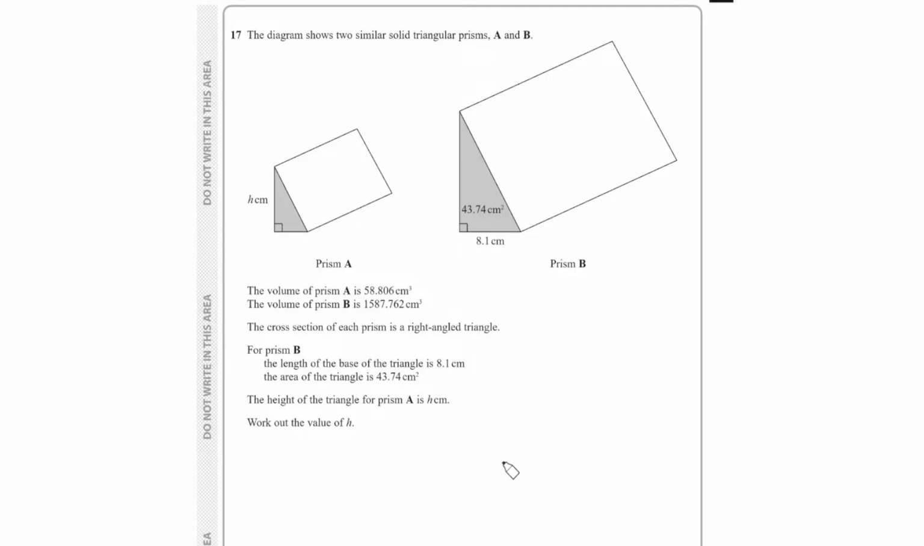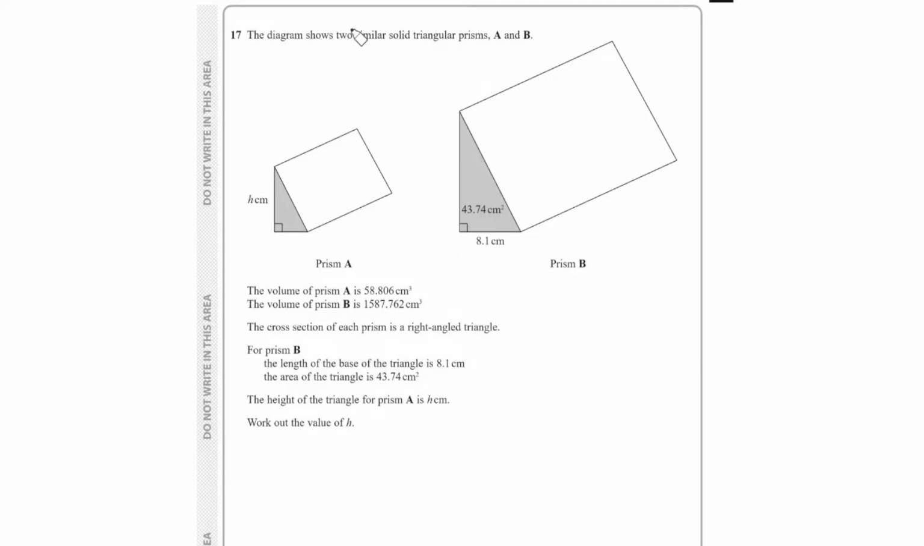Question 17. So I think this was the one that was a little bit more difficult. The diagram shows 2 similar solid triangular prisms A and B. You can see B, we actually do have some information about it. The volume of A is 58.806 centimeters cubed. The volume of B is 1587.762 centimeters cubed. The cross section of each prism is a right-angled triangle, which you can see. From prism B, the length of the base of the triangle is 8.1, and the area of the triangle is 43.72 centimeters squared. Work out the height.